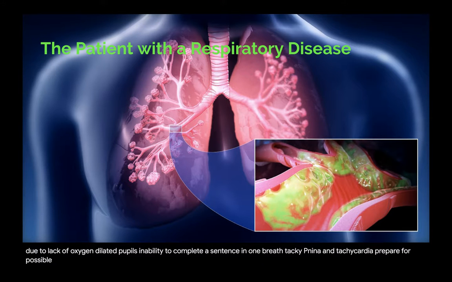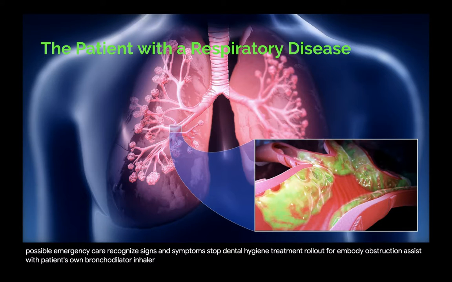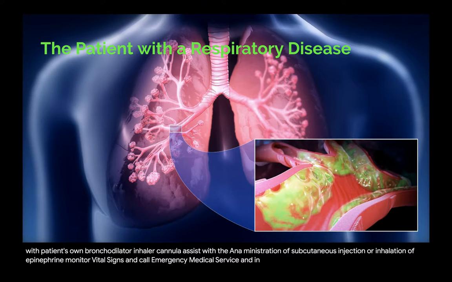Prepare for possible emergency care. Recognize signs and symptoms. Stop dental hygiene treatment. Rule out foreign body obstruction. Assist with the patient's own bronchodilator inhaler. Administer supplemental oxygen by nasal cannula. Assist with the administration of subcutaneous injection or inhalation of epinephrine. Monitor vital signs, call emergency medical service, and initiate emergency procedures.